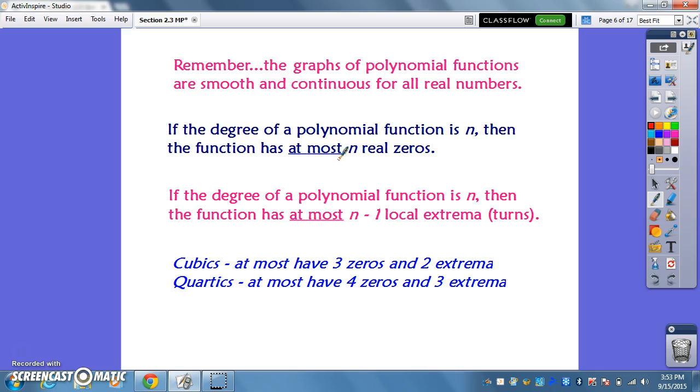If the degree of a function is n, so same deal, then the function has at most n minus 1 local extrema. In other words, maxes and mins. So if the degree is 3, it can have up to 3 zeros, but it can only have up to 2 maxes and mins, or extrema. 1 less than the degree is the most I can have as far as maxes and mins. So a couple examples, like I just mentioned, cubics can have at most 3 zeros and 2 extrema. Quartic, which is degree 4, can have at most 4 zeros and 3 extrema.